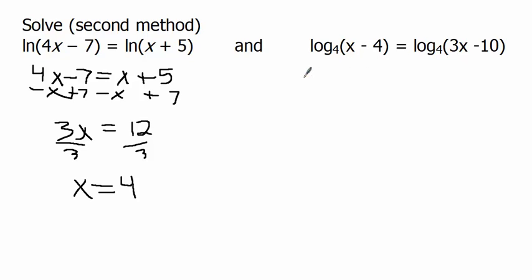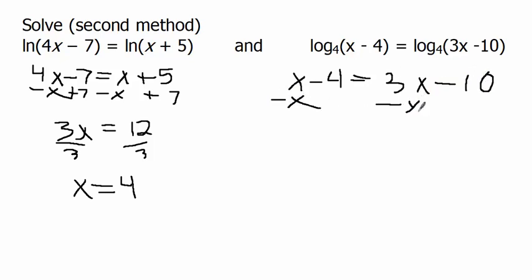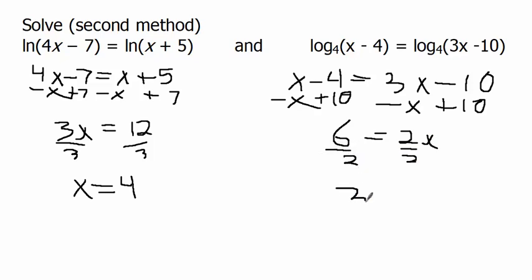There's another example of that method. We have the inside equal to the inside. We are subtracting x. And I'm going to add 10. I like doing both of those at the same time. We get 6 equals 2x, dividing by 2, and x is 3.